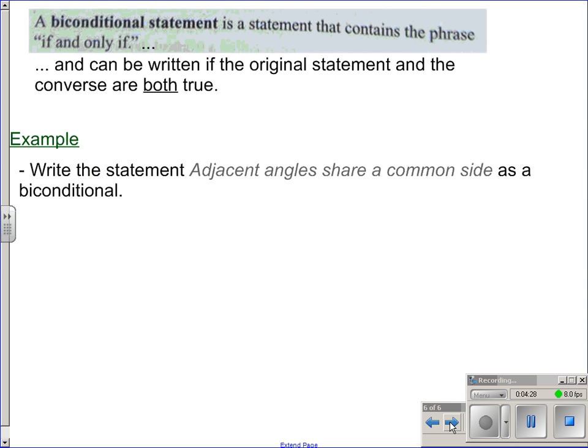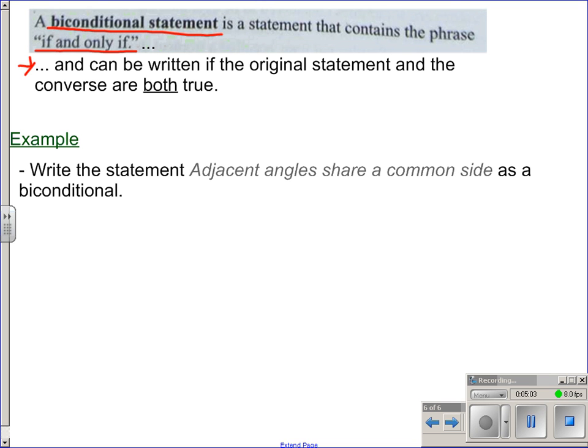All right, so a new kind of statement. It is called a biconditional statement. And it's a statement that contains the phrase if and only if. Okay, that kind of leads towards the idea of a definition. This thing is whatever it is, if and only if you have this stuff happening. You can write a biconditional statement if the original statement and the converse are both true. Okay, so basically we're going to use this kind of a biconditional statement. We're going to use it to define things.